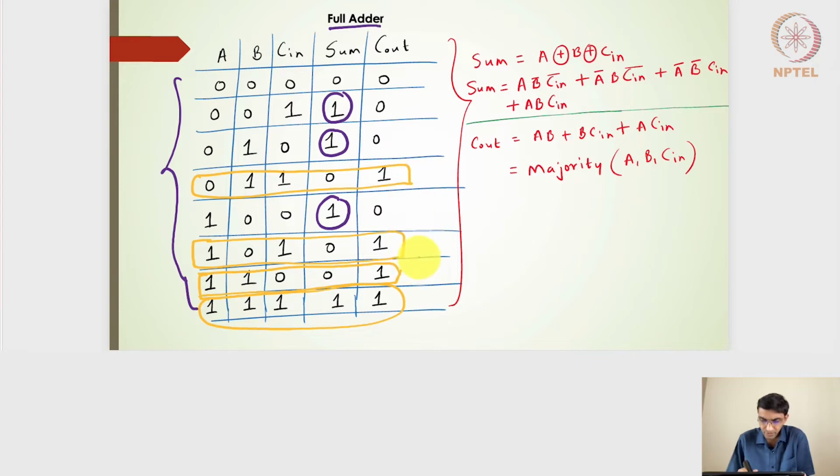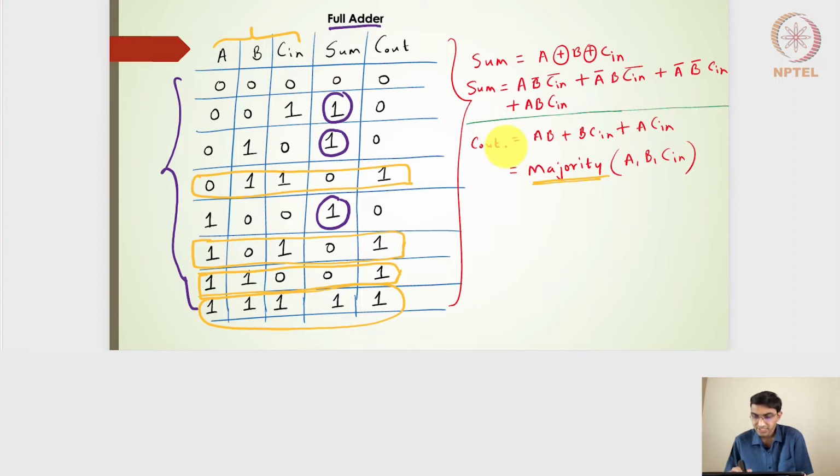So for all these 3 combinations, we can easily say that with the majority of the 3 inputs, that means if at all 2 of them are showing 1 out of these 3 combinations, A, B, C input, then carry out is 1, right? If all the 3 are showing 1, then definitely the carry out will be 1. So this is called a majority gate with the inputs coming from A, B, and C input.